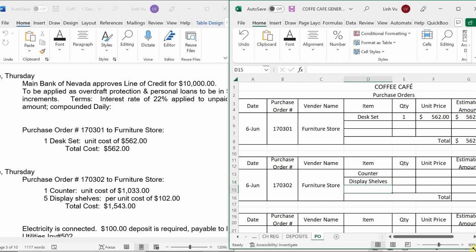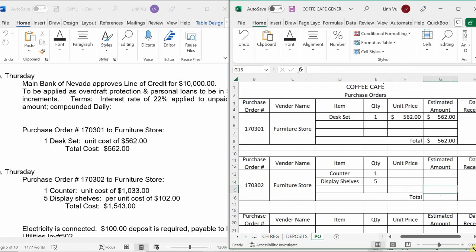Okay. Well, you didn't buy anything, you ordered it. Okay. So in this case, how many counters did we order? 1. And how many display shelves did we order? 5. Okay. So what are my unit prices? So for my counter, $1,033. And of course, my display shelves are $102 per.